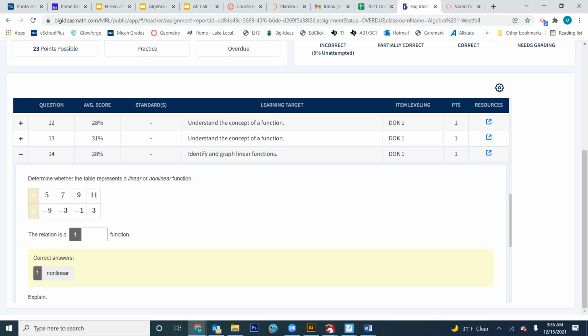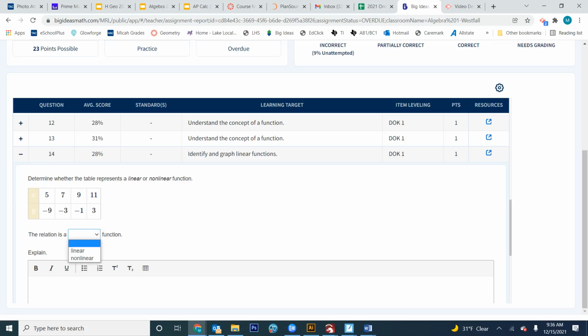So this is a non-linear function. Okay, now, why? Because there's not a constant change in what? Y. That's what I would put for my explanation. There is not a constant change in Y. Is everybody okay with that one? All right.